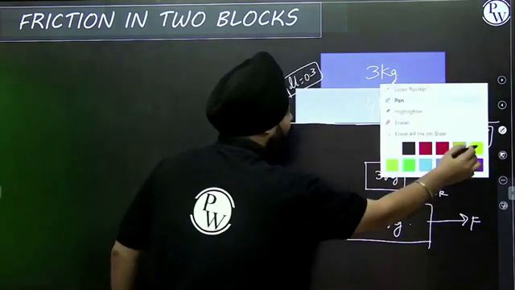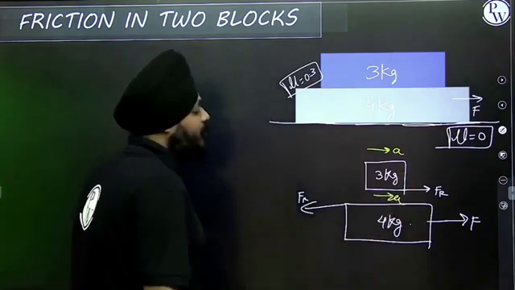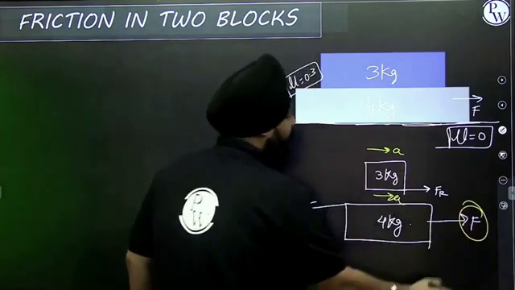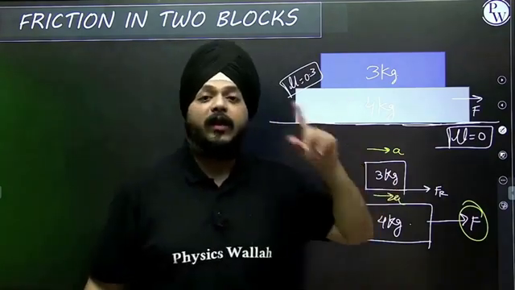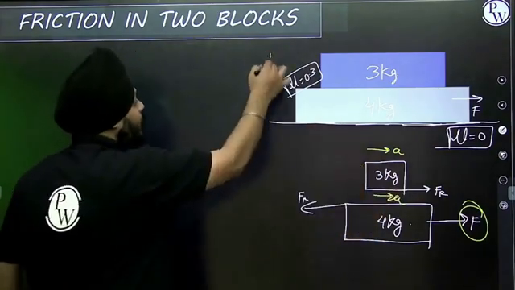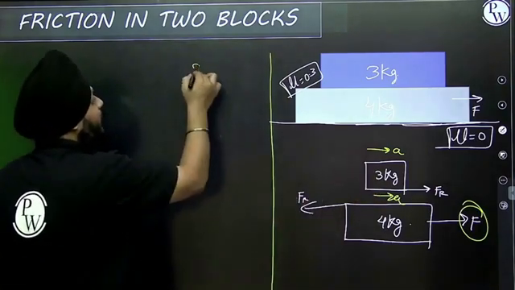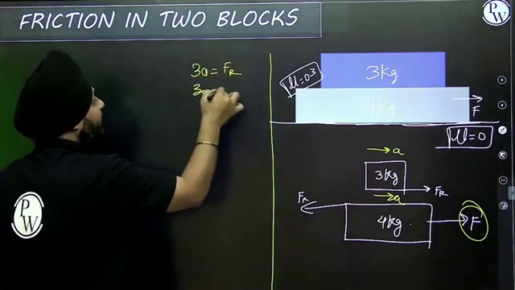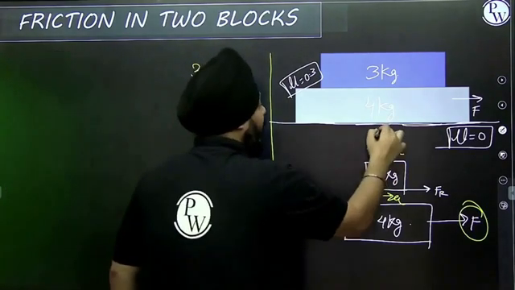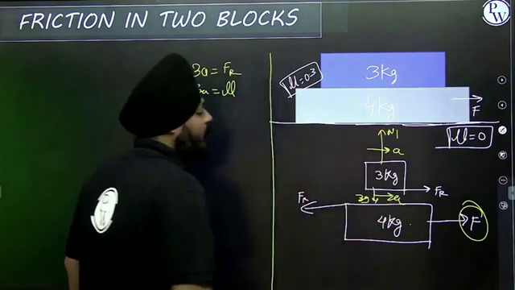Both are having the common acceleration a, because we want that value of F up to which they both will move together. First of all, let's use this: 3a is equal to friction. So 3a is equal to mu times the normal. Now what is the normal here? It is in the upward direction, and this will be equivalent to 3g, right?